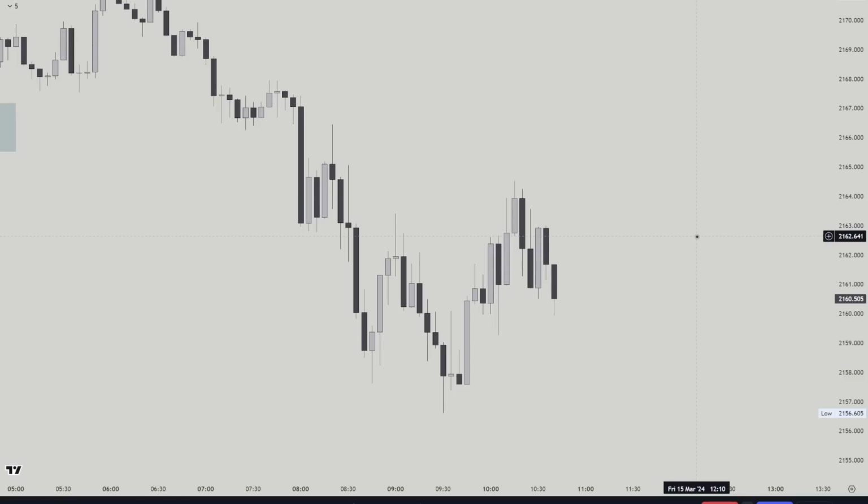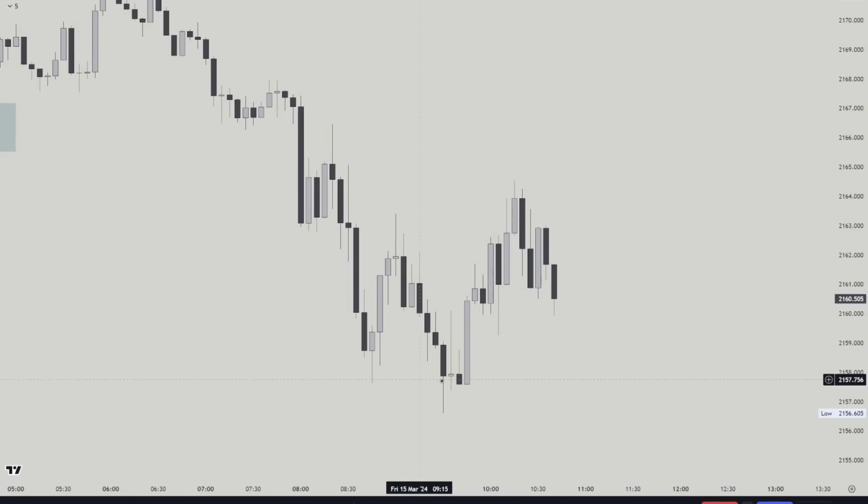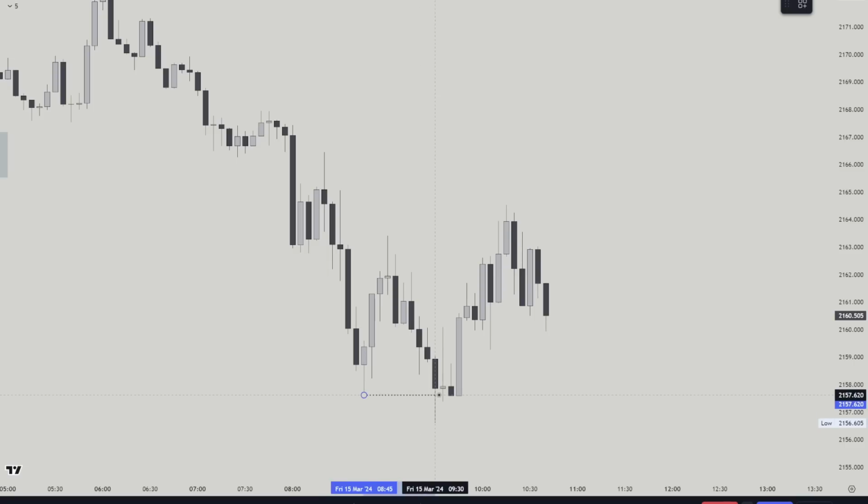Now the fifth smart money trap is the higher time frame trap. So let's take a look at this, right? This is gold on the 5 minutes. A perfect trade here. Liquidity sweep, perfect 2022 mentorship model. Perfect sweep here. Price did not even close below this level.